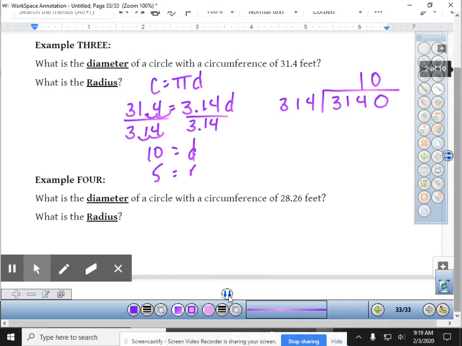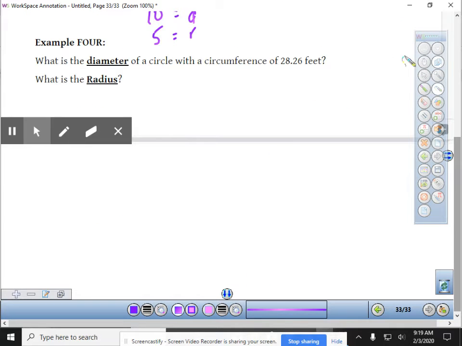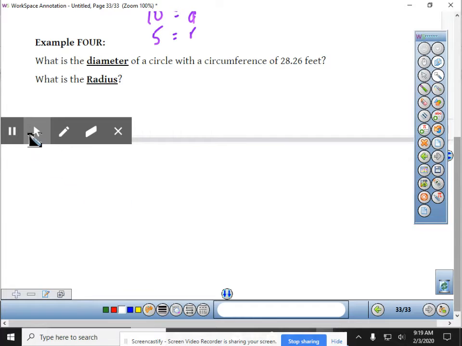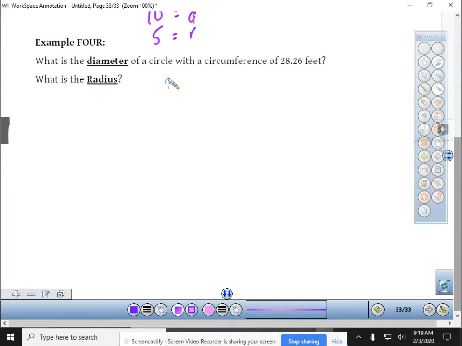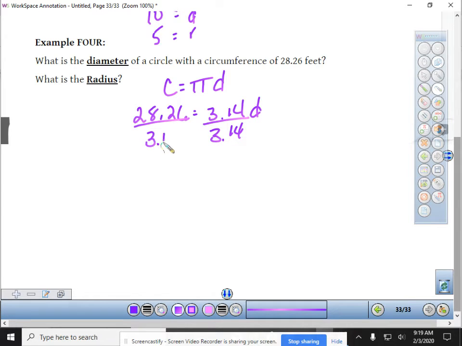Example 4. What is the diameter of a circle with a circumference of 28.26 feet? What is the radius? C equals pi d. So C equals 28.26 equals 3.14 d. Now divide both sides by 3.14, and before we go making it all hard, move the decimals, 1, 2, 1, 2.